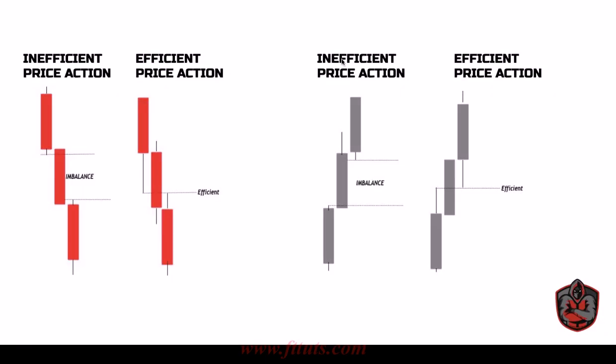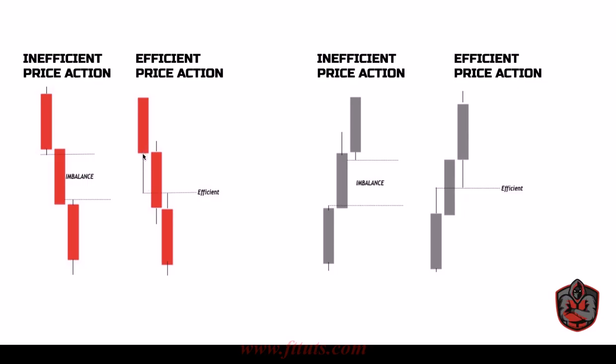So, let me show you an example here. Inefficient price action. In this case over here, we can tell that there has been a lot of selling power. Why? Because the wicks don't meet. Whereas this example here of efficient price action, when price is moving over to the downside, we know that there isn't too much selling power because the wicks are meeting, right?